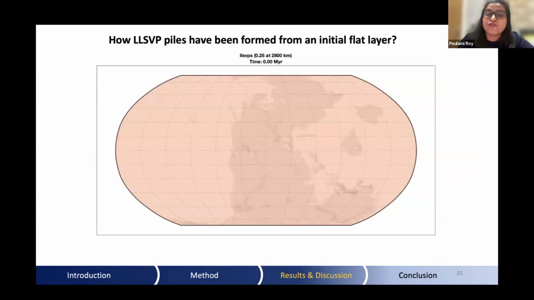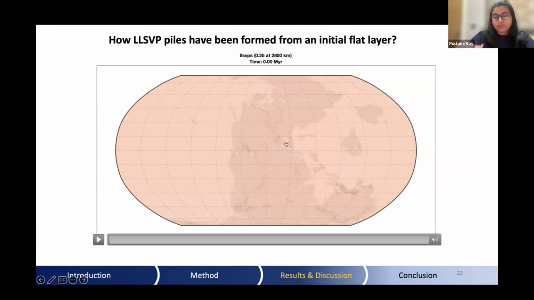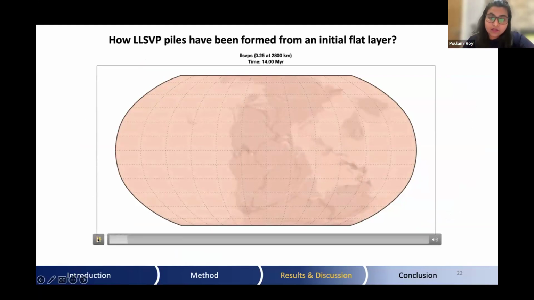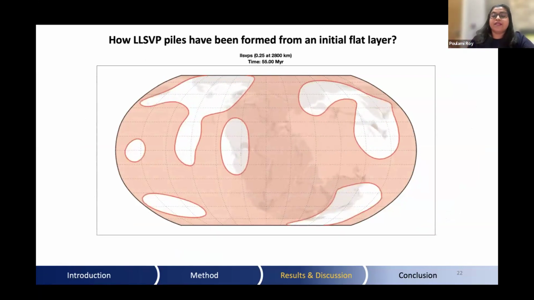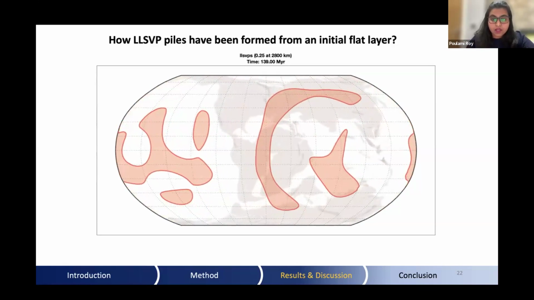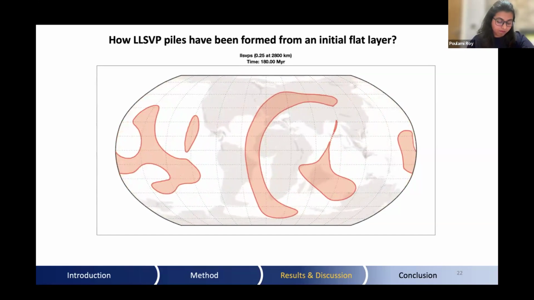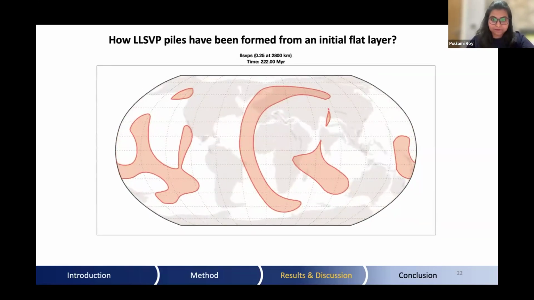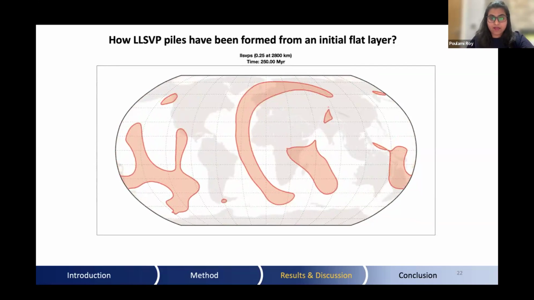So now here I'm showing the evolution of the LLSVP pile from an initial flat layer at 2,800 kilometers. The model starts 250 million years back when all of the continents are together, as you can see in the background of this figure, and I let the model run. From an initial flat layer, a pile-like geometry started to form. This is the present configuration of the piles that the model predicts.